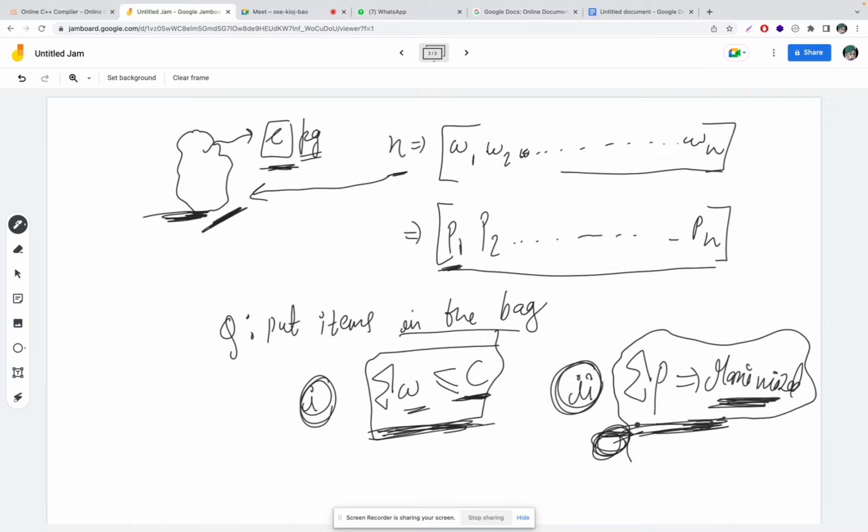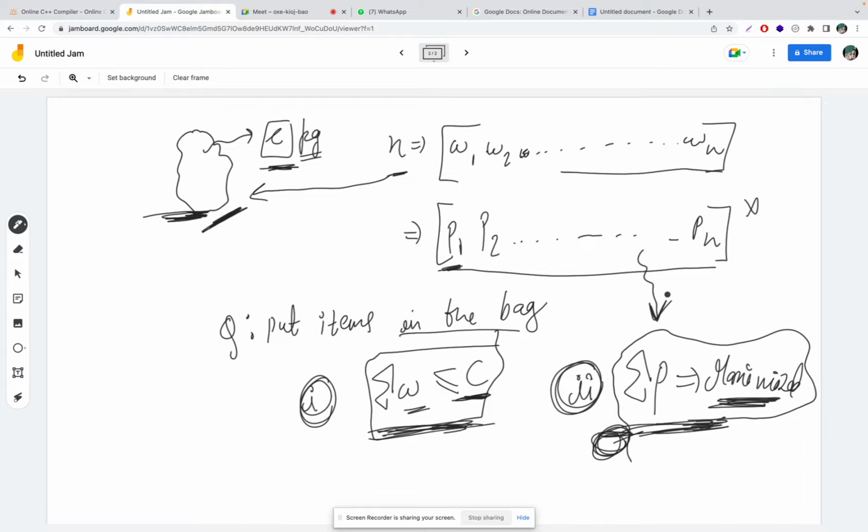Clear? Yeah. So if this profit part was not there, then we could easily solve the problem, right? Just put any items whose total is less than or equal to C and our question would be solved, right, Raj, Ankit? Yes, sir. But now we are given a constraint. The constraint is that we have to maximize the profit.